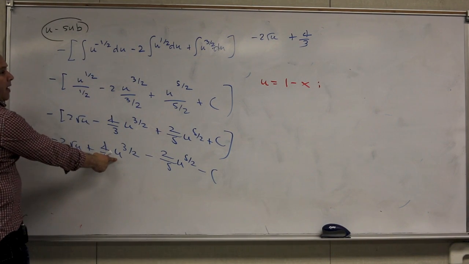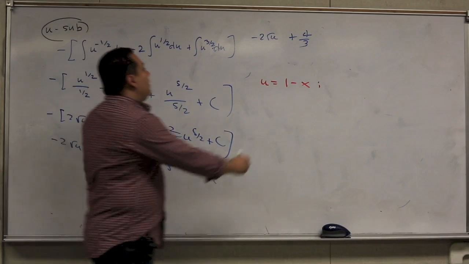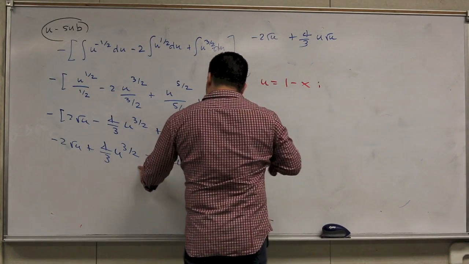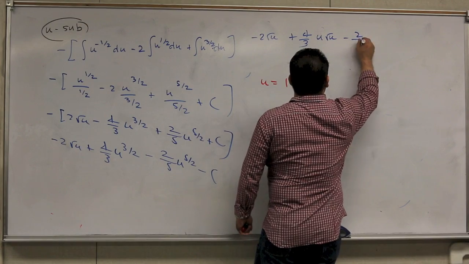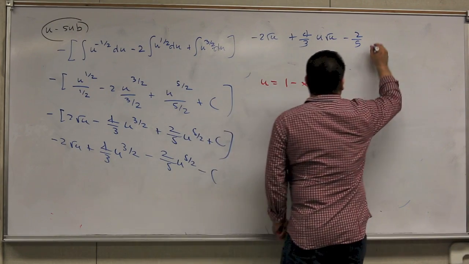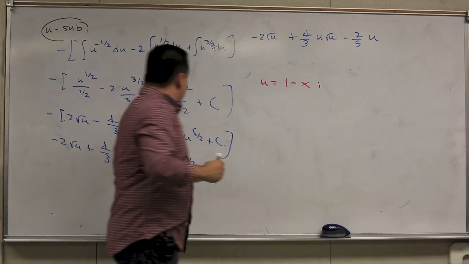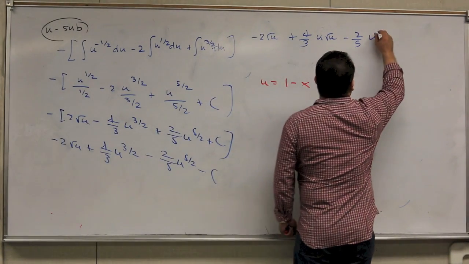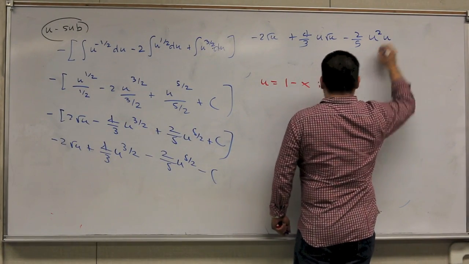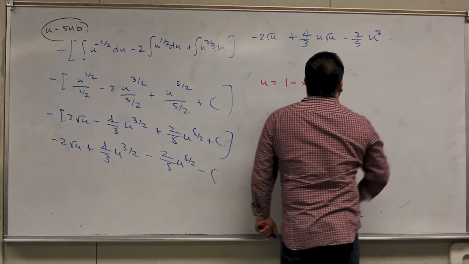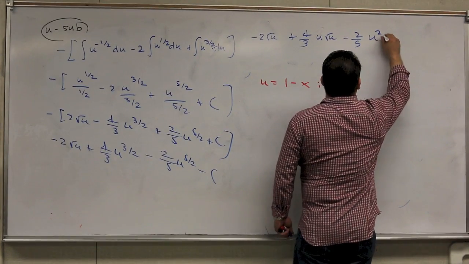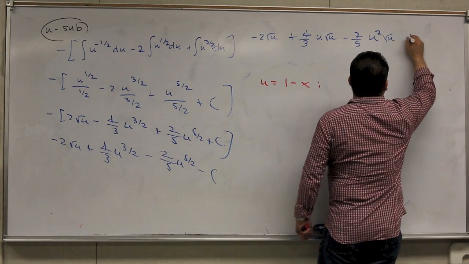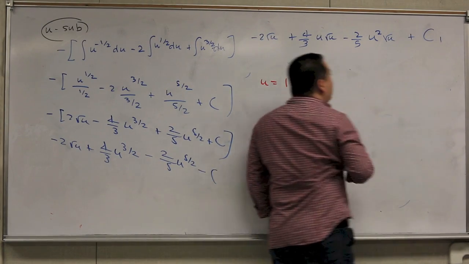How do we simplify u to the 3/2? Isn't that u square root of u, minus your 2/5? What is this? Anybody know what this is? Is that u squared, u to the 1/2? And do I have to put a minus c, or can I put a plus c1 maybe?